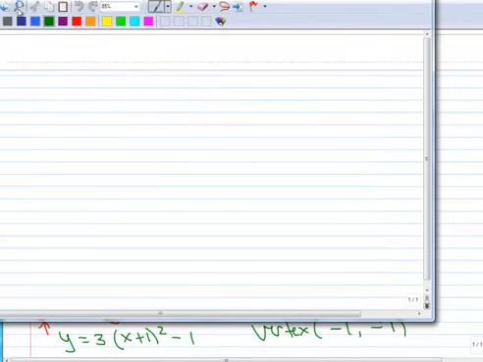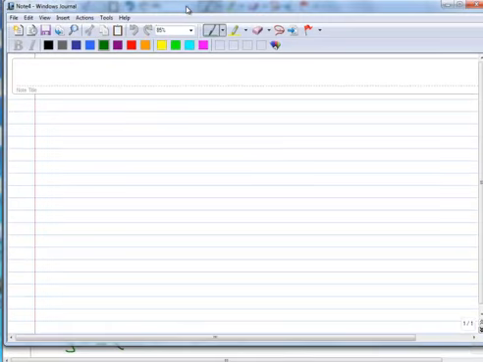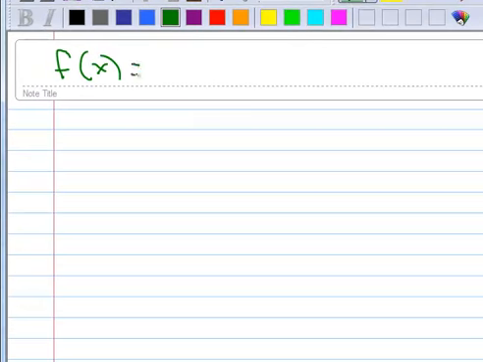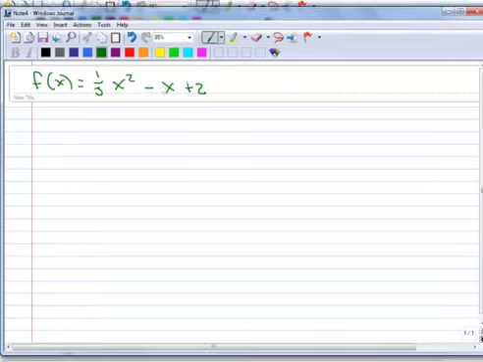Okay, let me do another example, and just like last time, I'll run through it rather quickly, and let me go ahead and write it up here. It's a little different. It's got lots of cool fractions in it. So we've got 1/3 x squared minus x plus 2. And again, why don't you pause me right now, see if you can work this one on your own.